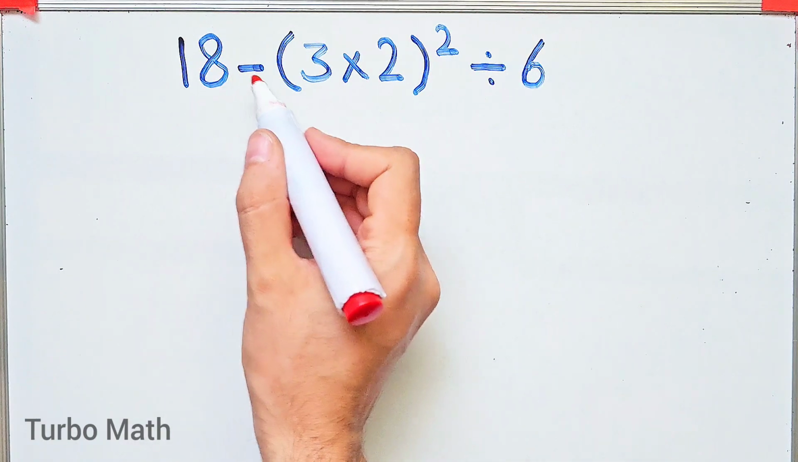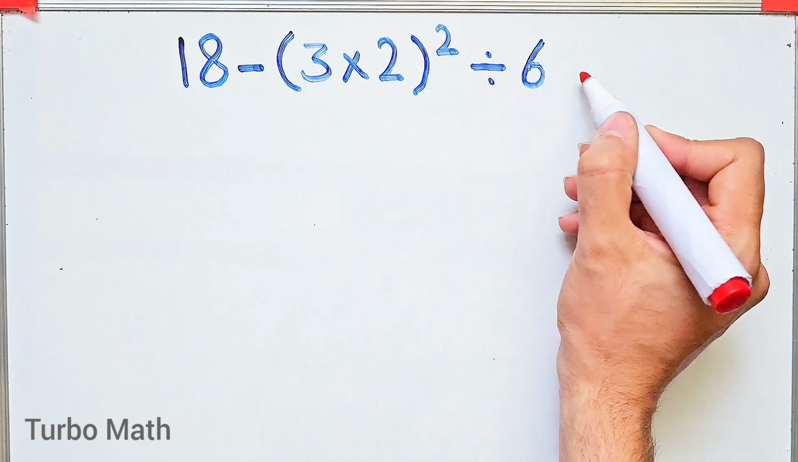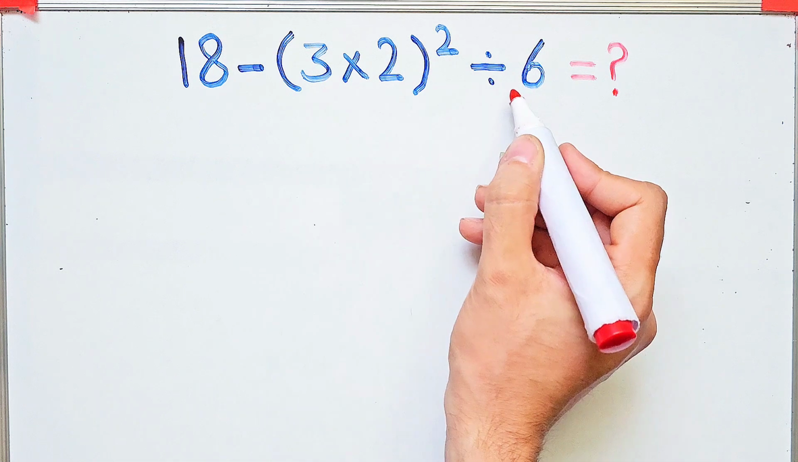Can you solve this question: 18 minus (3 times 2) to the power of 2, divided by 6? What is the answer of this question? Let's solve it step by step together.